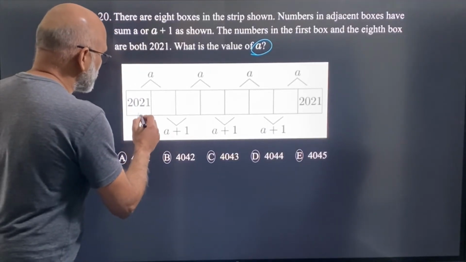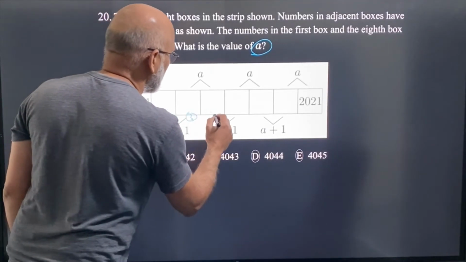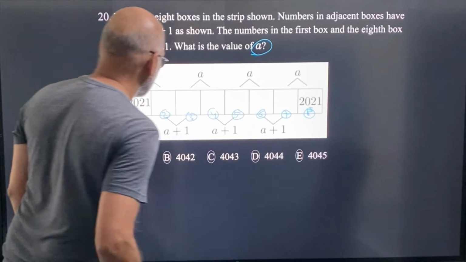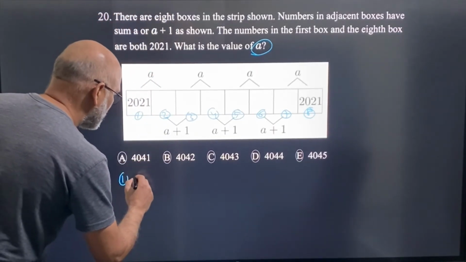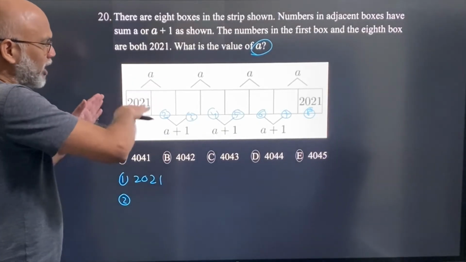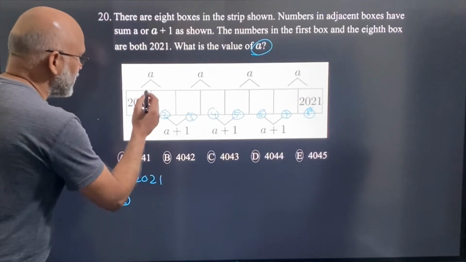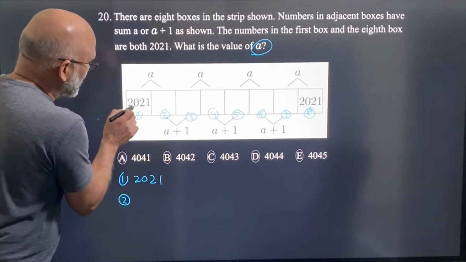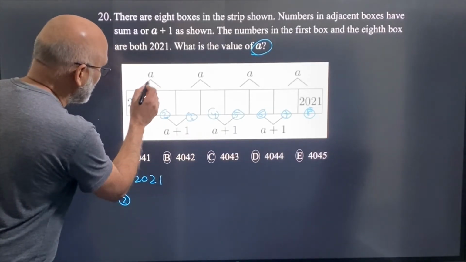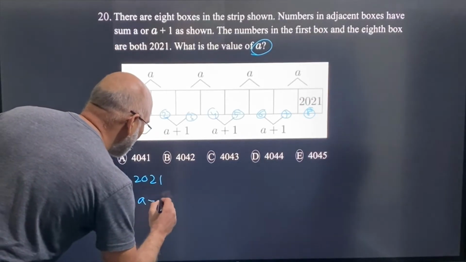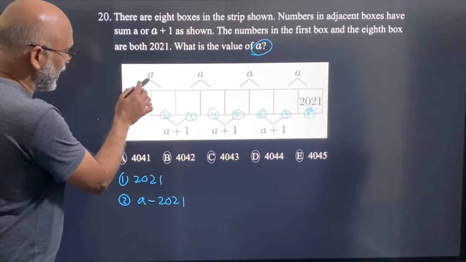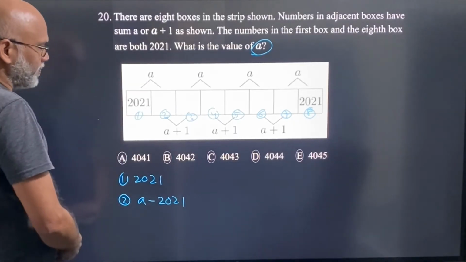Let me number these boxes: 1, 2, 3, 4, 5, 6, 7, and 8. Box number 1 is 2021, that's given to us. Box number 2, the sum is given, so we'll try to propagate. We know that this cell plus this cell is A, so this will be A minus this, so there is A minus 2021. This together are A, so box 2 is A minus 2021.